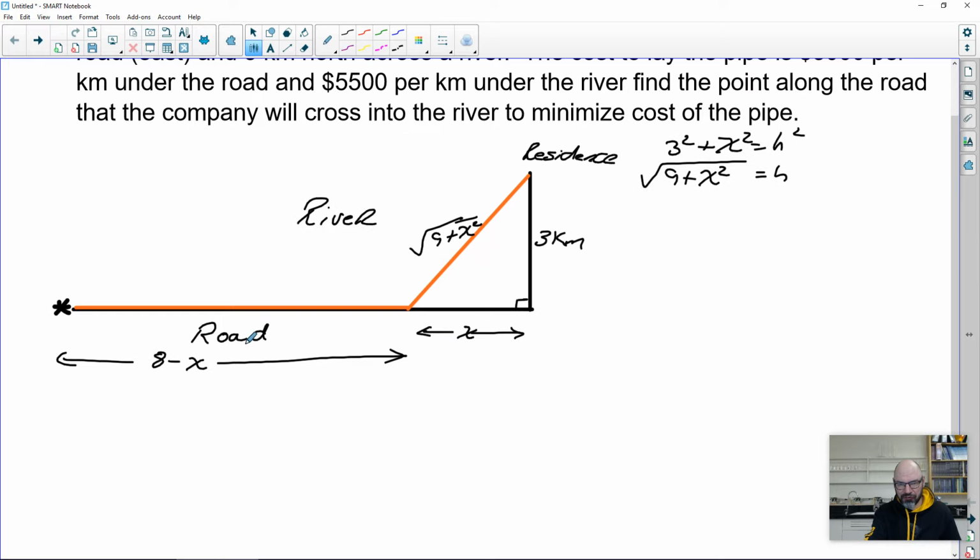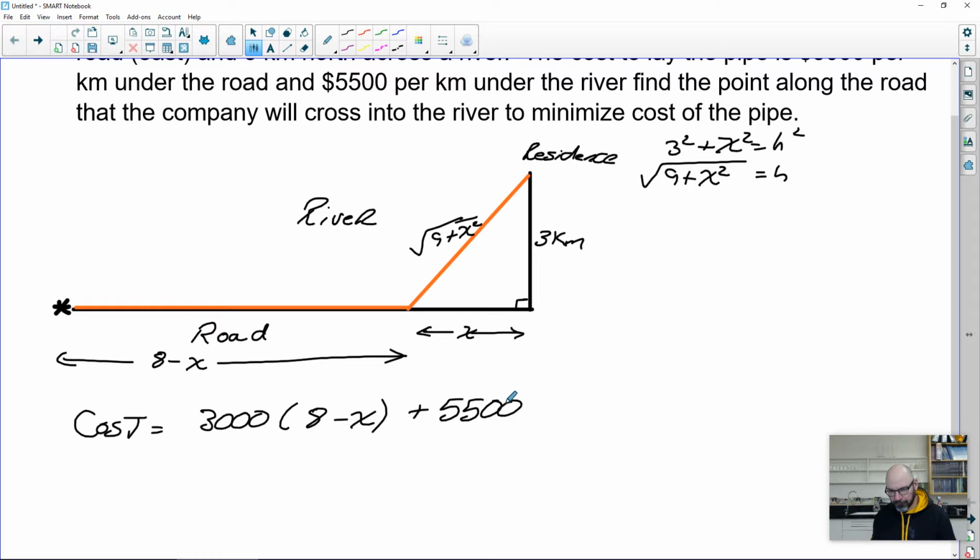So how do you find cost then? Well, cost is simply the distance multiplied by the price per kilometer. So the cost is going to be $3,000 under the road times the distance, 8 minus X. Then we need the part under the river. That distance is going to be plus 5,500 times the square root of 9 plus X squared. And this is our cost equation.